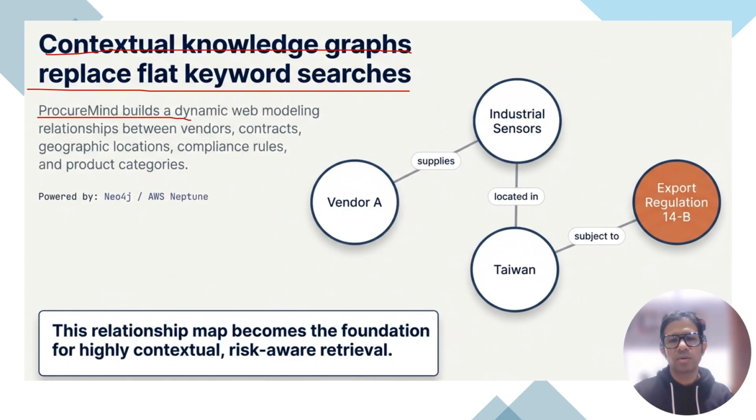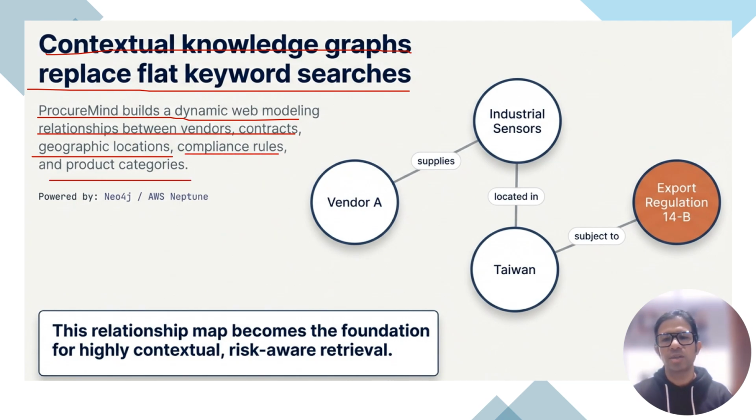ProcureMind builds a dynamic web modeling relationships between vendors, contracts, geographic locations, compliance rules, and product categories. This is what a knowledge graph gives us: a dynamic web of relationships that a normal search engine cannot understand. Now look at the diagram on the right side. I'll explain it like a real procurement decision.